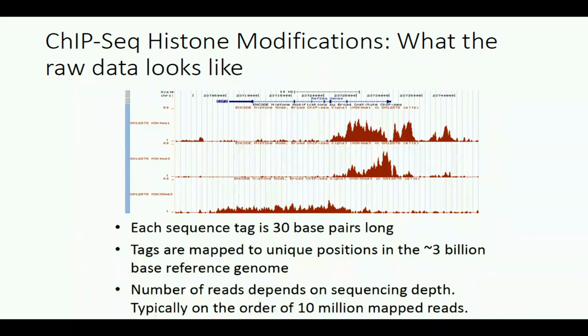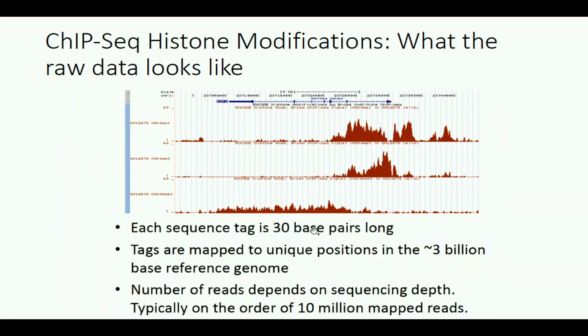And similarly, this can also be used to measure histone modifications. As I said, histones are also proteins that engage with DNA. So we can use a similar antibody to pull them down and observe where they are. In this example, each fragment is about 30 base pairs long, and they map to unique positions in the 3 billion base pair reference genome.